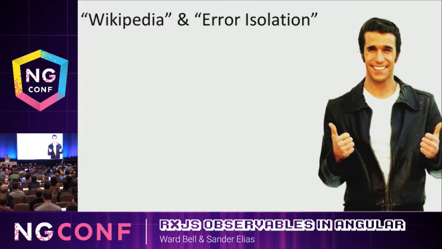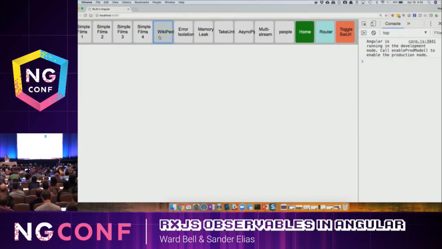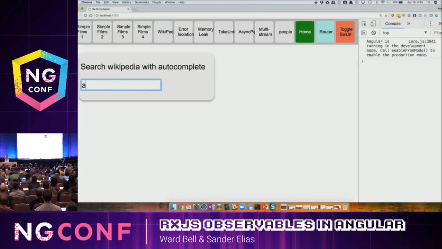All right, here's the fonts. We're going to talk about Wikipedia and error isolation. Let's do it. So here's Wikipedia. It's a search for Wikipedia. We could type in... I like your form. That's an amazing form.